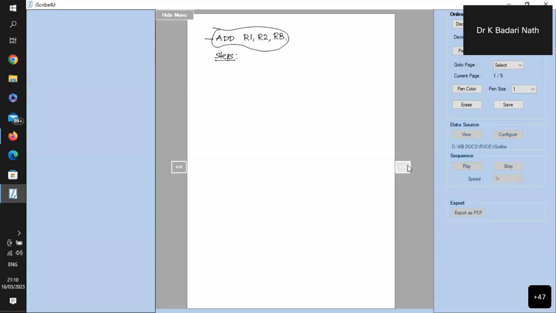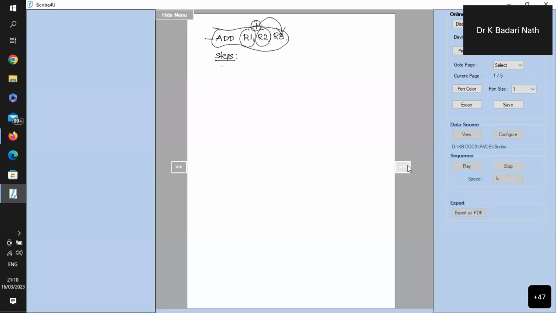Now what is the job? I have to add. I'm not considering fetching the instruction from memory now. I'm just considering adding R1 plus R2 and then putting the answer back into R3. That is my job. I assume that the instruction is already there inside the processor, and I want to complete it.